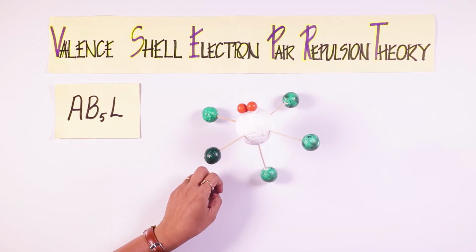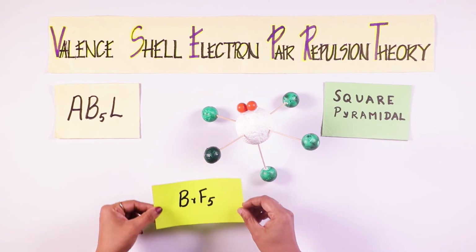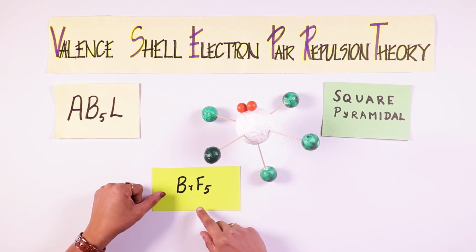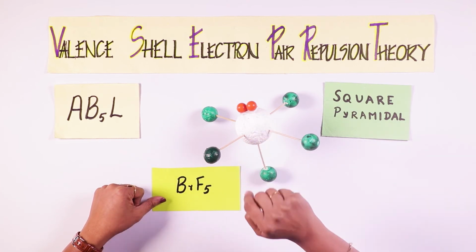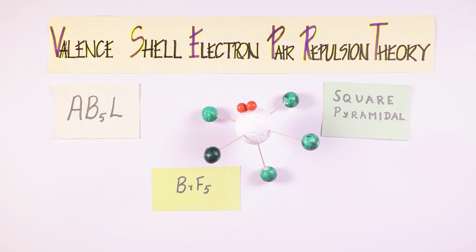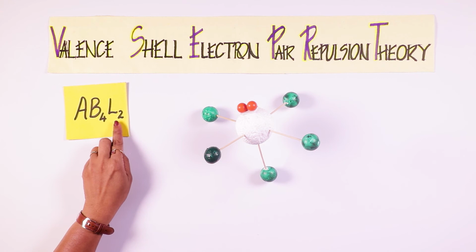The shape of AB5L is square pyramidal. An example of AB5L is BrF5. Bromine has 7 valence electrons, 5 of them form bonds with 5 fluorine atoms, and it is left with 1 lone pair of electrons. Let's see the next derivative of AB6, where 2 of the bond pairs are replaced by lone pairs of electrons.